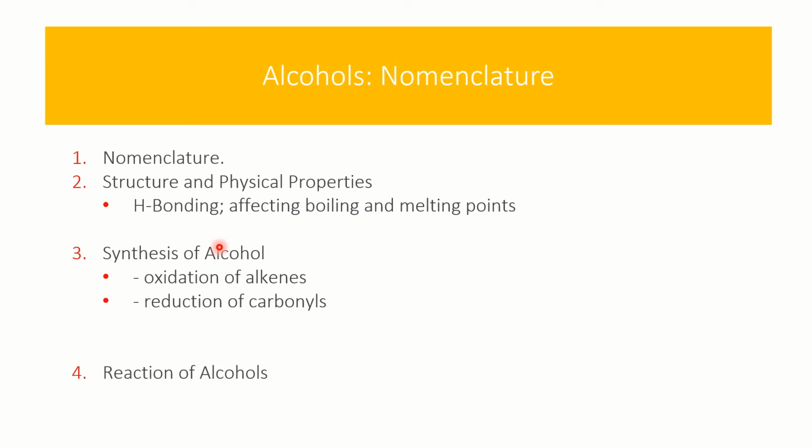We'll cover the nomenclature of these alcohols, the structure and physical properties of these alcohols, including hydrogen bonding that affects both the boiling and melting points. And then we'll review the synthesis of alcohols via alkenes, and we'll come across a novel approach to the synthesis of alcohol via the reduction of carbonyls. We will then probe reactions of the alcohols.